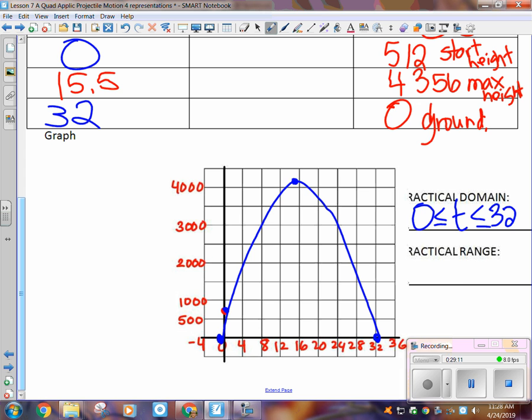What's our practical range? Height is at H. How low did it go to how high did it go? 0, because it did come back to the ground. And it went up to 4356. I hope that these are getting easier and easier. So what does it mean? Is it actually touching this point at 0? Is it actually touching here? Yeah. Okay.